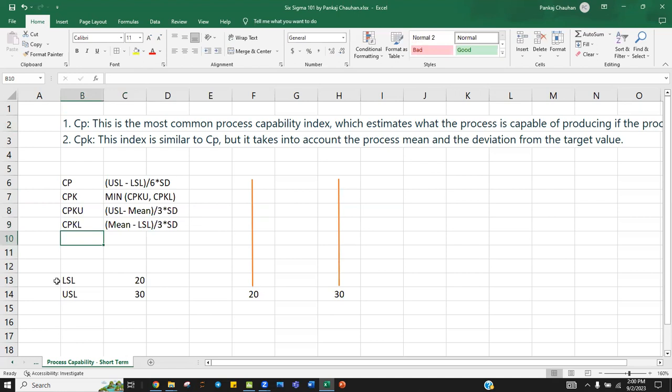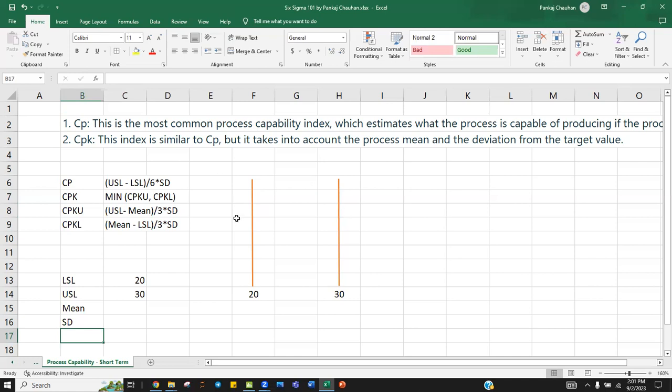So the specifications we have already got. What I need is the mean value from the data we will be generating, and I would need the standard deviation. As I was telling in my last session, the major difference between short term and long term is only the way you calculate the standard deviation. For short term, like Cp and Cpk calculation, we use the standard deviation calculated by the range method. And for the long term, when you are calculating Pp and Ppk, we use the standard deviation calculated by the deviation method. Nothing else, there is no other difference.